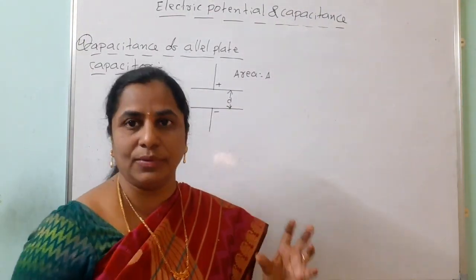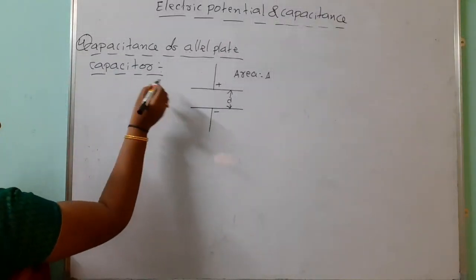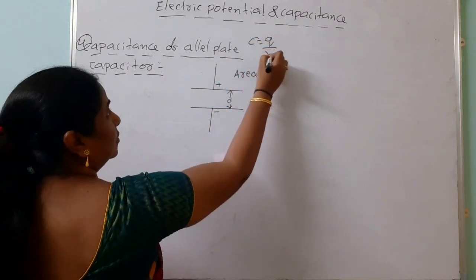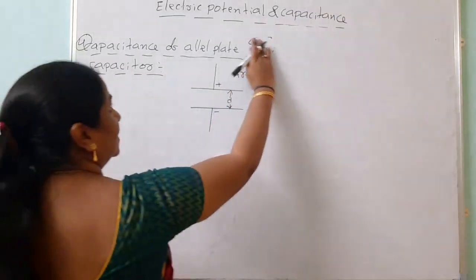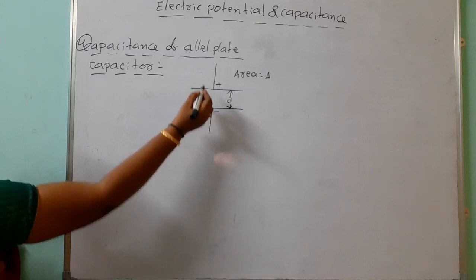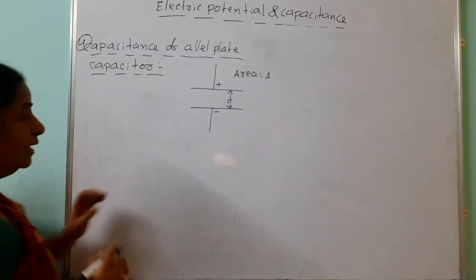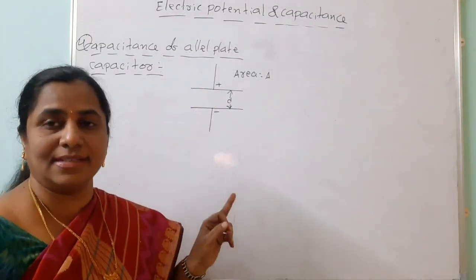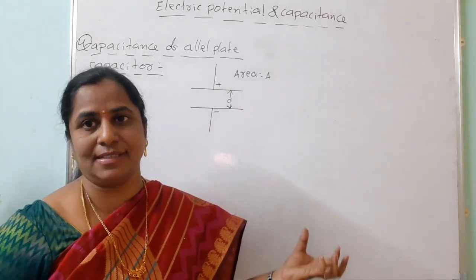First of all, you know the capacitance formula in terms of charge and potential, C equals Q by V. C equals Q by V. How to get the expression for C? In this case, look here. Two plates are there, one is given positive, another one is given negative. Then what is the intensity of the first plate and what is the intensity of the second plate? This comes from the application of Gauss's law.